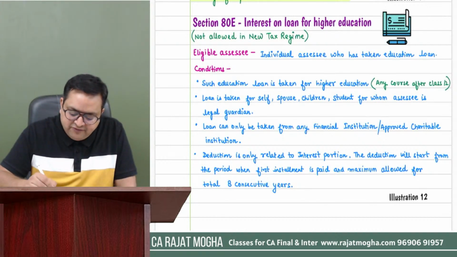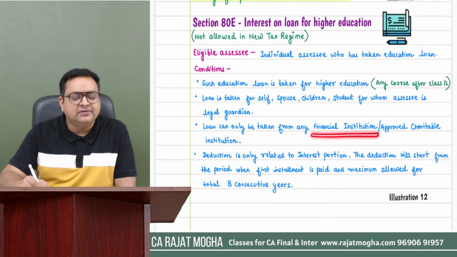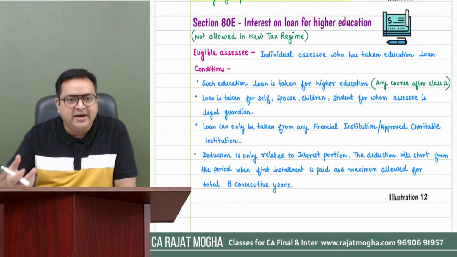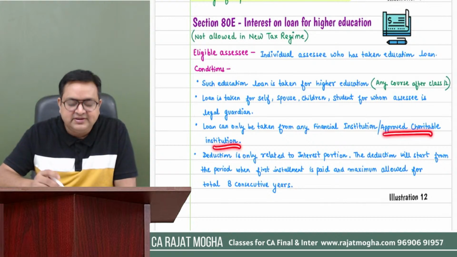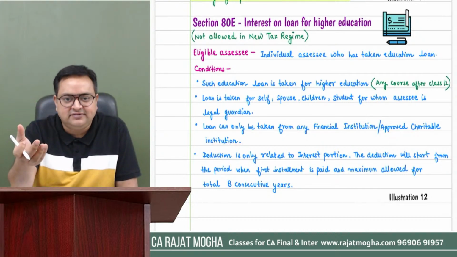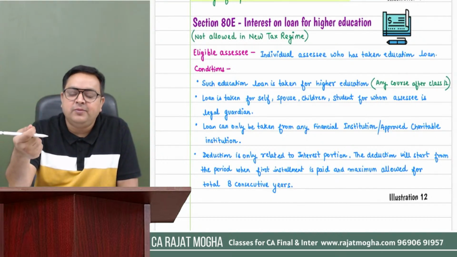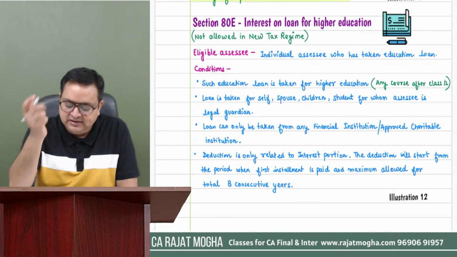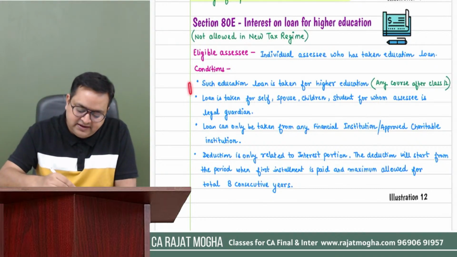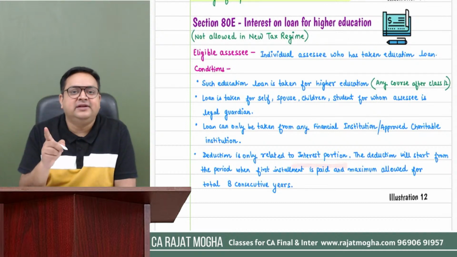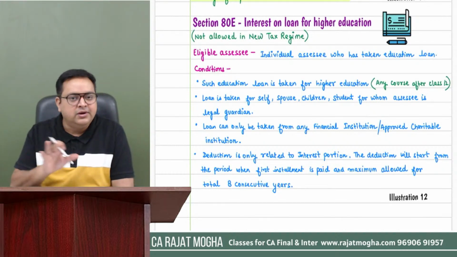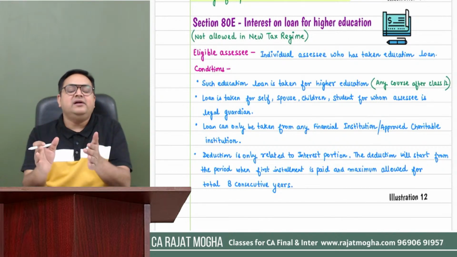Loan can be taken from any financial institution, like banks. It includes banks also, and any approved charitable institution. There are some NGOs who support education. So if we have taken a loan from any approved charitable organization, then we can claim deductions under 80E. But please remember, only the interest portion is allowed. What about principal repayment? No. Principal repayment is not allowed. Only the interest portion is allowed.